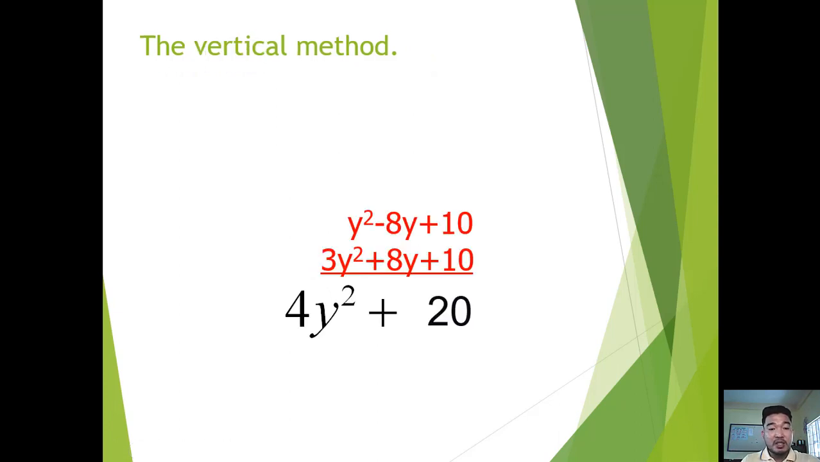For the vertical method, we just align. Pagtapat-tapatin natin yung mga like terms. So you will have y squared and 3y squared, negative 8y and 8y, then 10 and 10. Wala na si negative 8y kasi positive 8y because if you add these 2, the sum is equal to 0. So y squared, the numerical coefficient here is 1. Automatic yon, that's 1. 1 plus 3 is 4. Then rewrite y squared. Then 10 plus 10 is 20. So the sum is 4y squared plus 20.